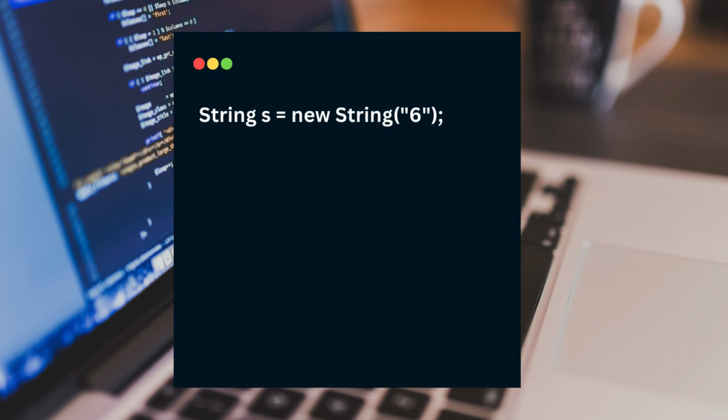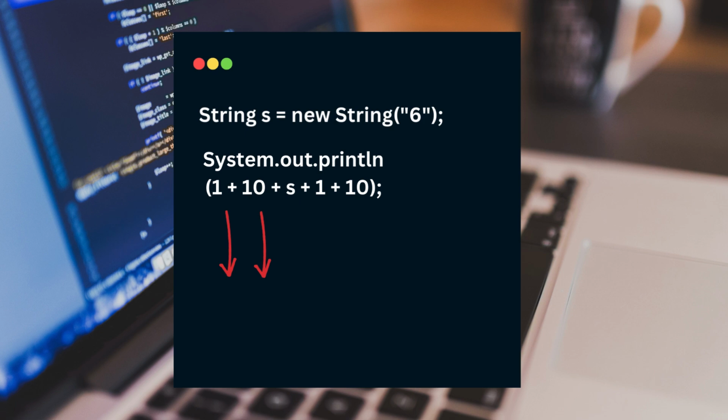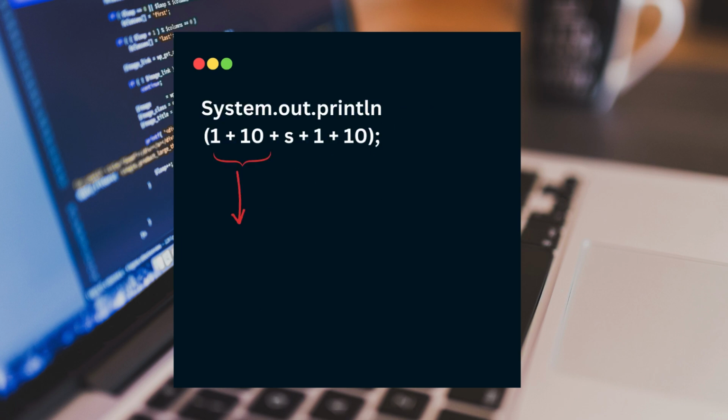Now, let's calculate this. 1 is an integer and 10 as well. This is an integer addition. 1 plus 10 is 11, which is also an integer. Then 11 plus 6. 6 is a string.